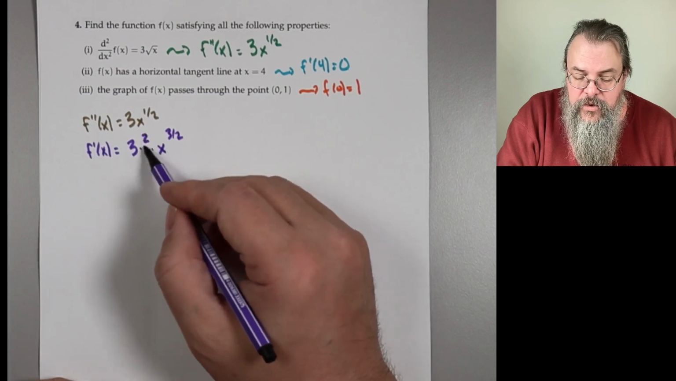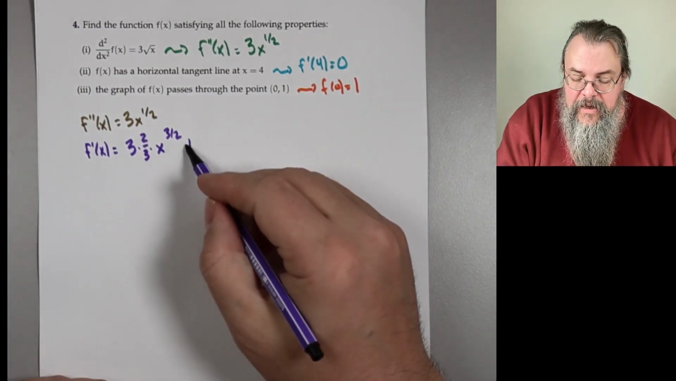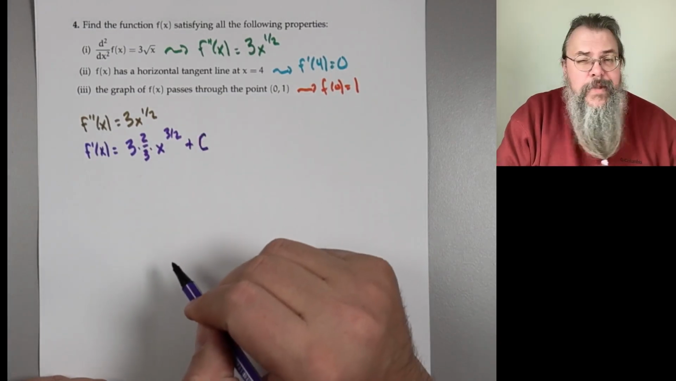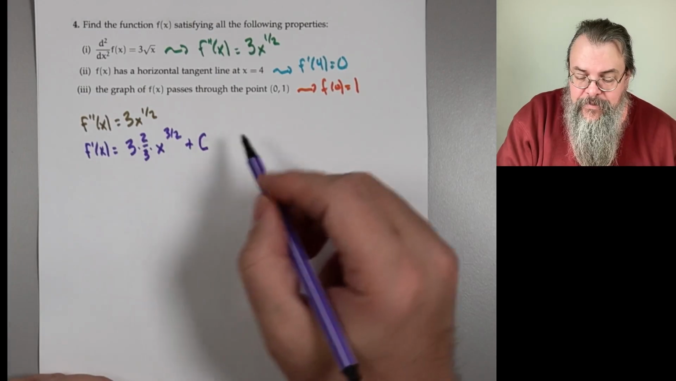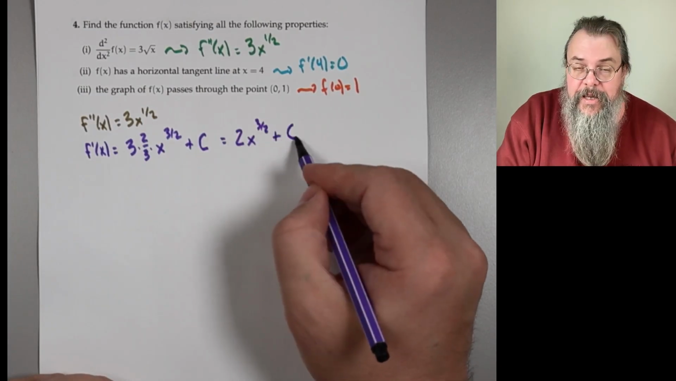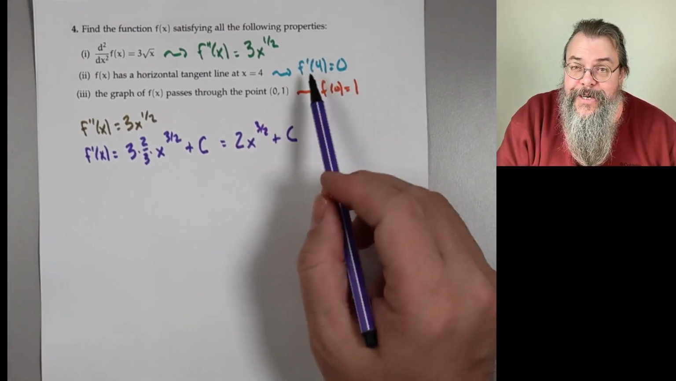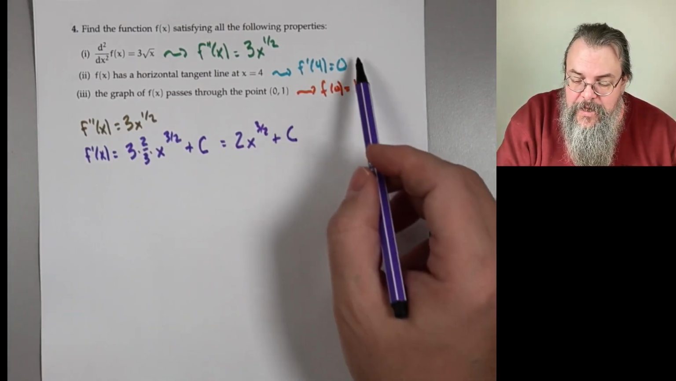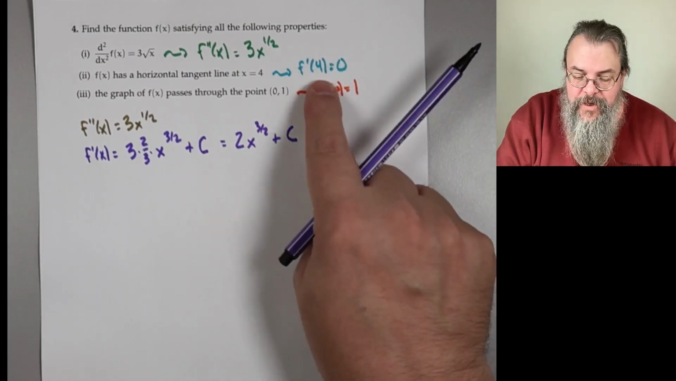Multiply in front, 2/3, right? 1 over 3/2. Add some unknown constant c. Won't be unknown for long. We're going to find it. The 3's cancel, so that gets us 2x to the 3/2 plus c. Now how do we get our c? Well, it's right there. Can we find c? Yes, we can with f prime.